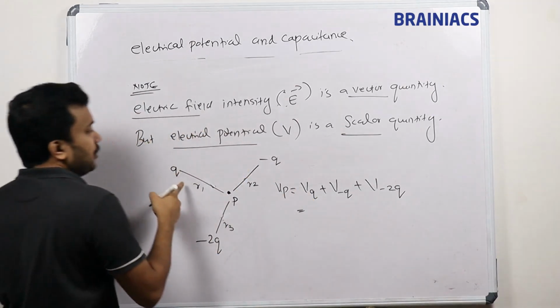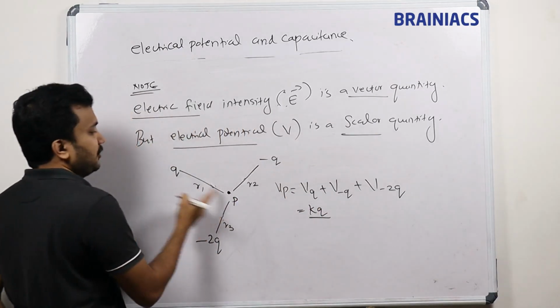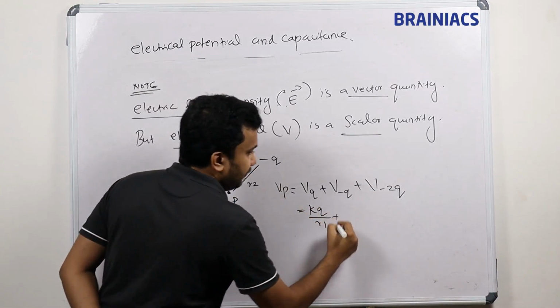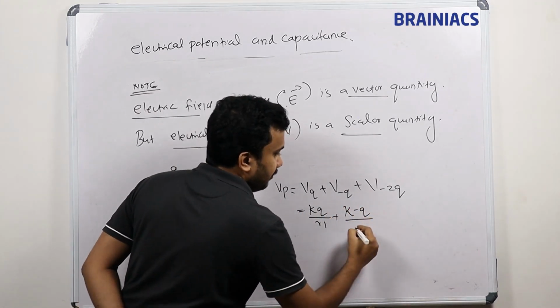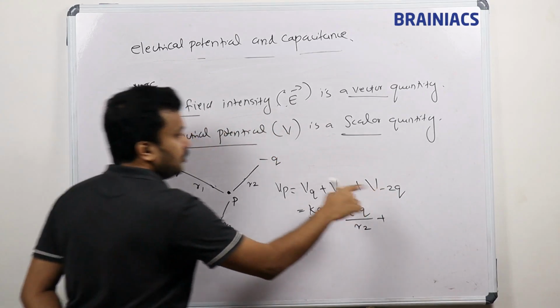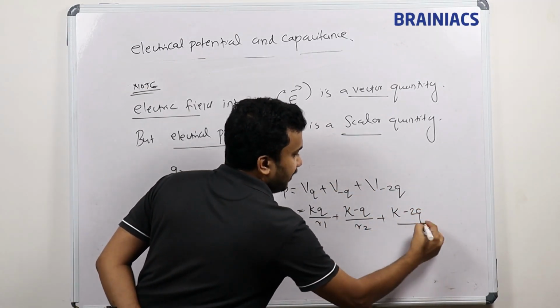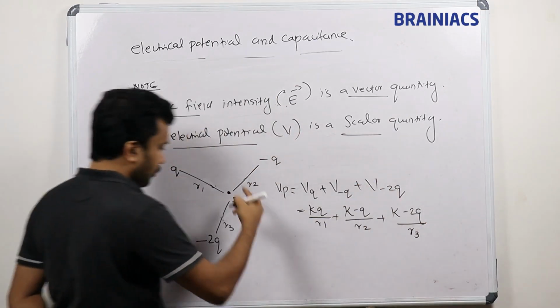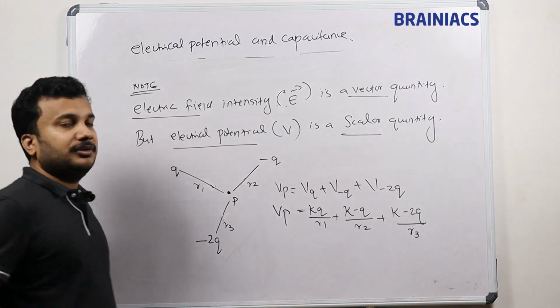Tell me, what is potential due to q? Potential due to q means kq divided by, at this point, so what is the distance? R1. Plus potential due to minus q, so k into minus q divided by R2, plus potential due to minus 2q, so k into minus 2q divided by R3. R1, R2, R3. You can blindly add it. You don't want to bother about the direction.